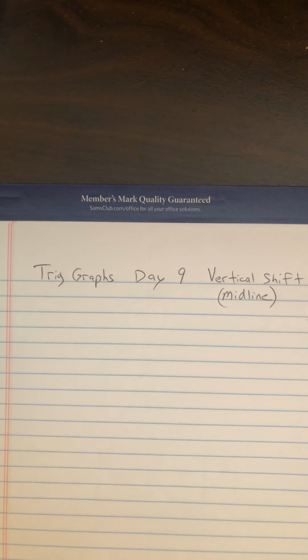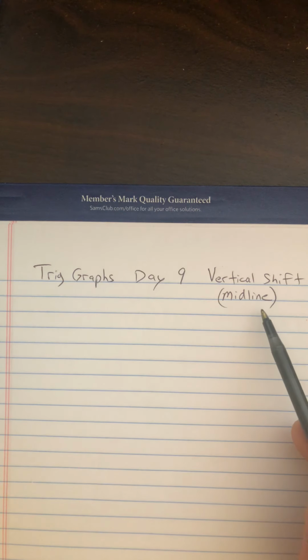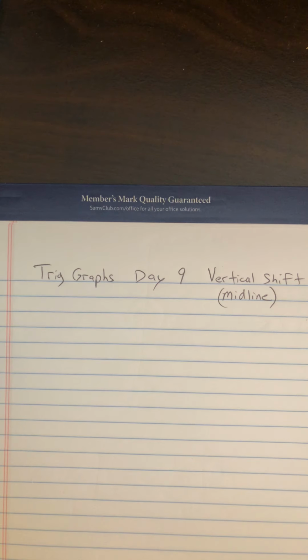Okay, Algebra 2, this is day 9 of your trig graph unit. Day 9 is all about the vertical shift, also called the midline. Before we do that, let's do a little review of day 8.